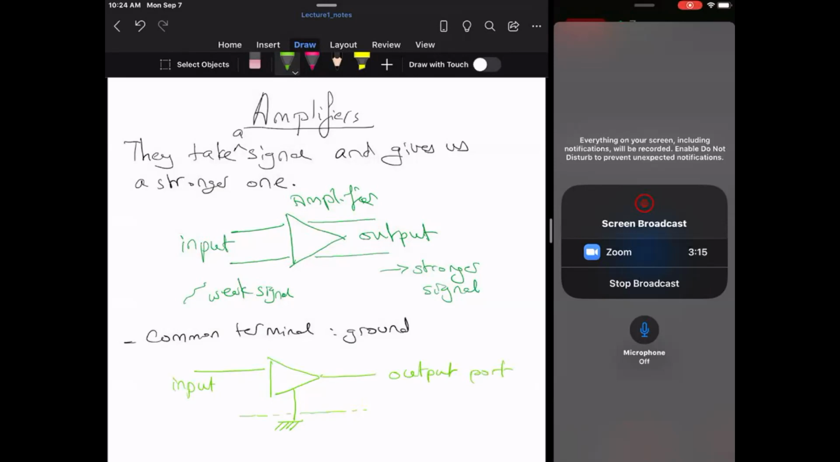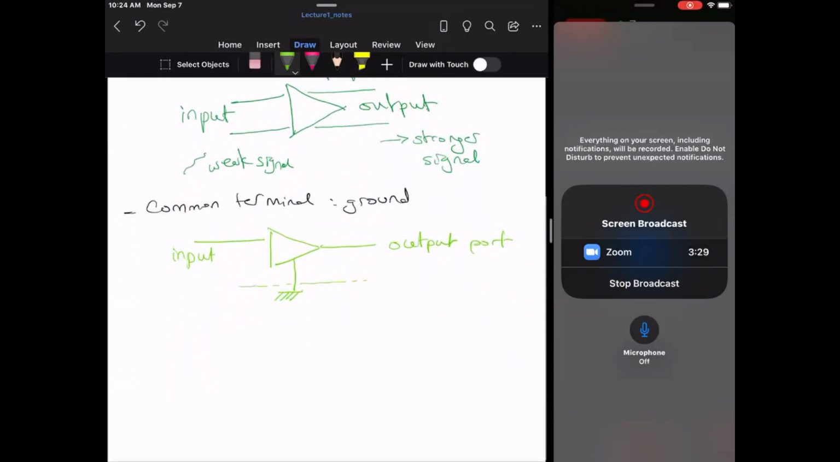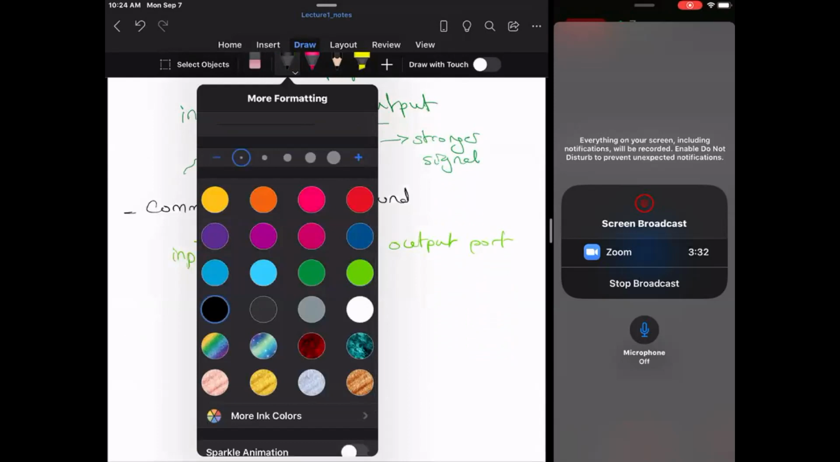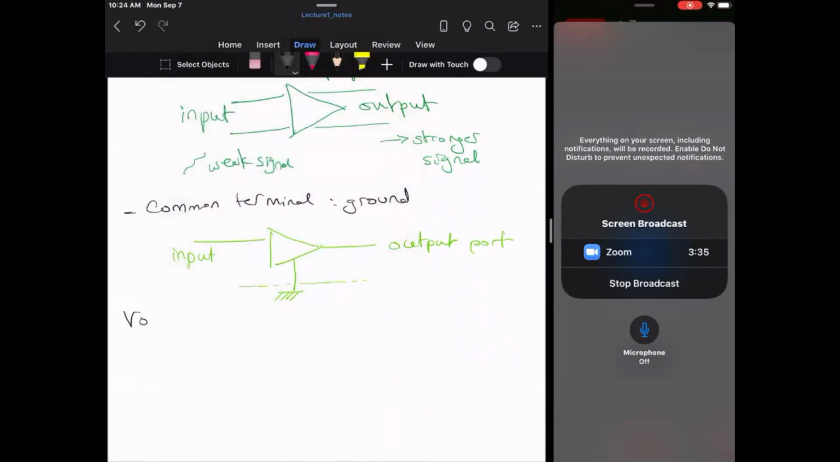Great. Now, if we want to look at this voltage amplifier, the input signal can be a current, can be a voltage. So what we are going to first introduce is the voltage amplifier. It takes as input a voltage and its output is also a voltage. So the input and output are voltage signals.